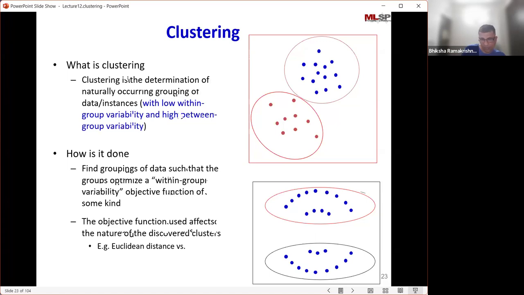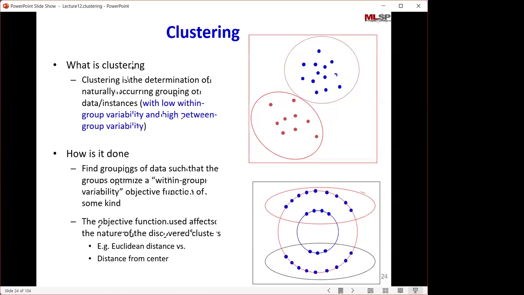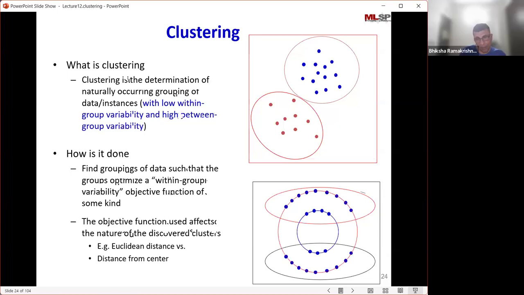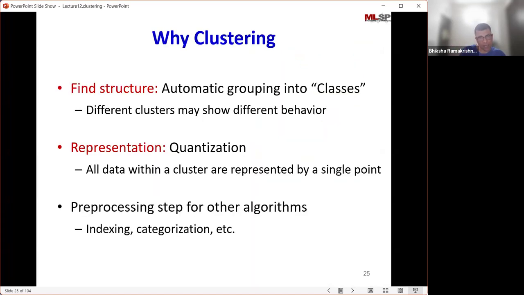Anybody? Or can you identify another way of clustering this data into two clusters? Inner circle and outer circle? That's it, right? But for this, you needed a different distance measure. And the distance measure you would need over here is the distance from the center, right? So the objective function affects the nature of the clusters you discover.